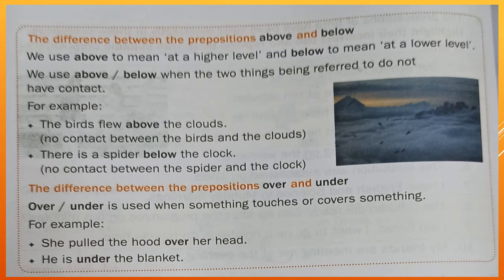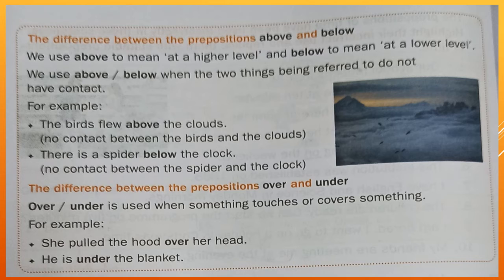Now let's go for over and under. Now let's see the difference between the prepositions over and under. Over and under is used when something touches or covers something. For example, she pulled the hood over her head. Okay, so here there is a contact between a head and a hood. Therefore they have used over. So जैसे उनका head and hood एक दूसरे को टच करा, therefore we are saying that it's over her head, right? We can't use above her head because above मतलब जहाँ पे contact नहीं होता है. जैसे यहाँ पे contact है तो we use over. Okay, यहाँ पे हम लोग above नहीं use करेंगे.